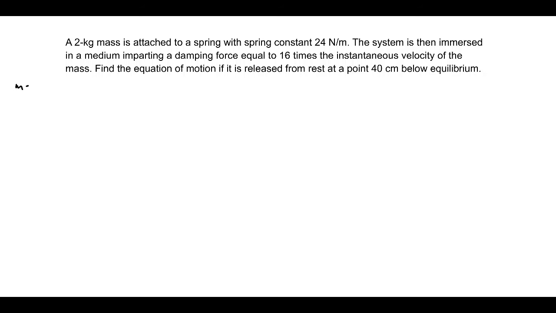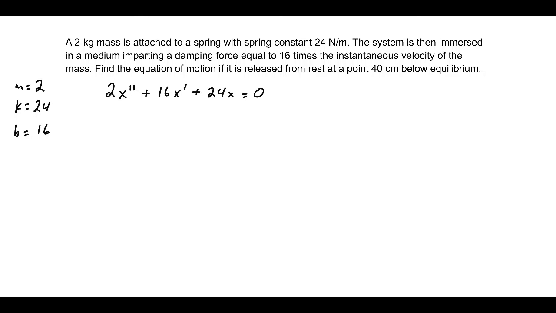I'm just going to go ahead and note that our mass is equal to 2, so m is equal to 2. Our spring constant is 24 newtons per meter, so K is equal to 24. And B, our damping coefficient, is 16, since it's 16 times the instantaneous velocity of the mass. So this means that the equation we are attempting to solve is 2 times the second derivative of x plus 16 times the first derivative of x plus 24x equals 0.